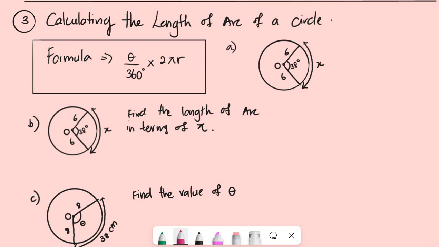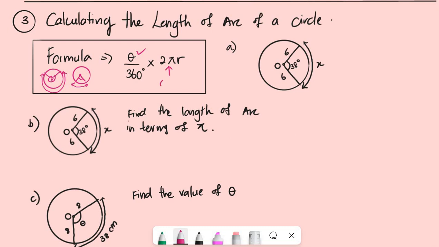If this is my theta and it is small, my length of arc will be small. But if my theta is bigger, like I showed you just now, then my length of arc also will be bigger. So that's why we have the theta here, and then times 2 pi r.